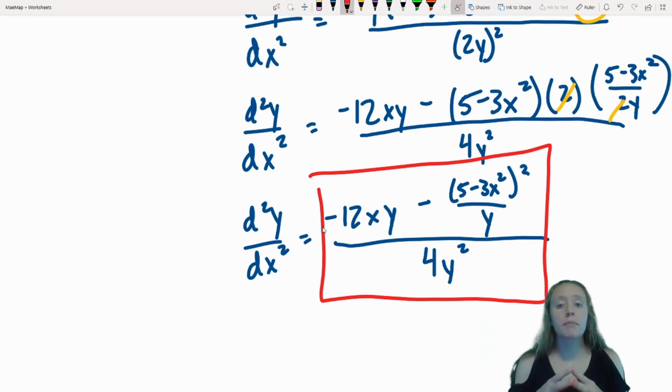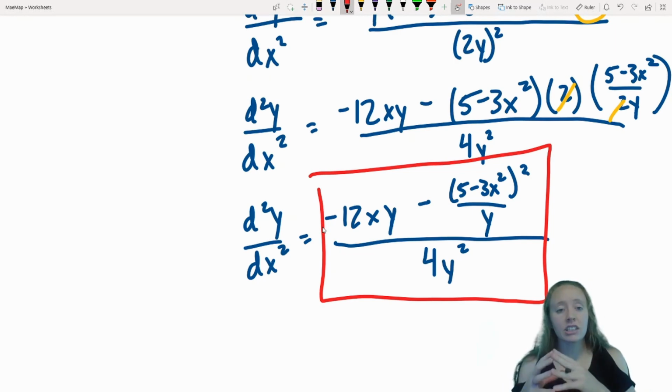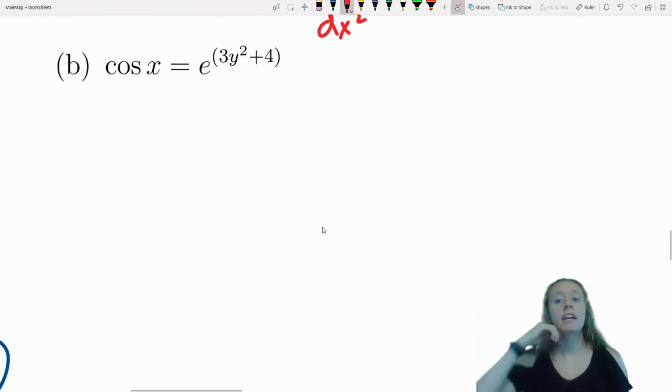The important part to remember is that when you take the derivative implicitly, you can take the derivative again. To get that second derivative, just remember to plug your dy/dx back in. Let's do one more example, example B.